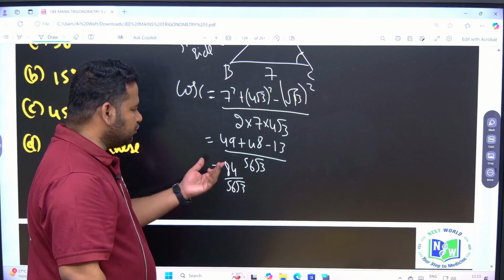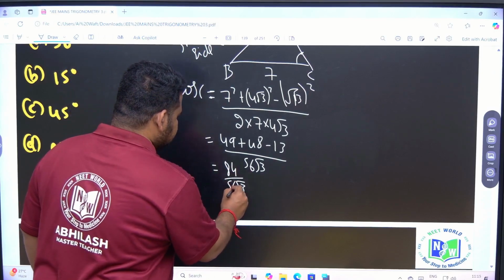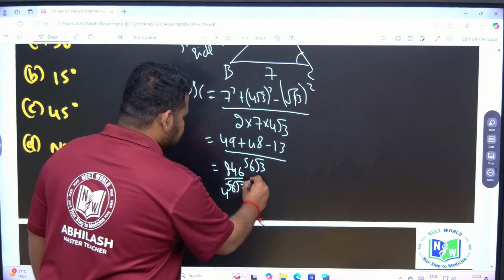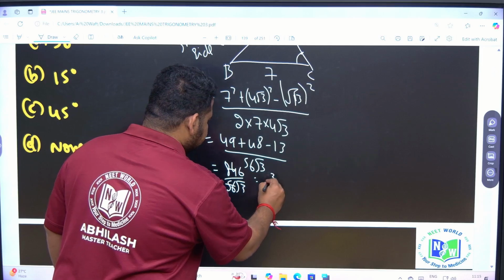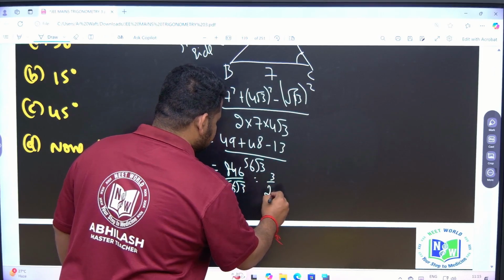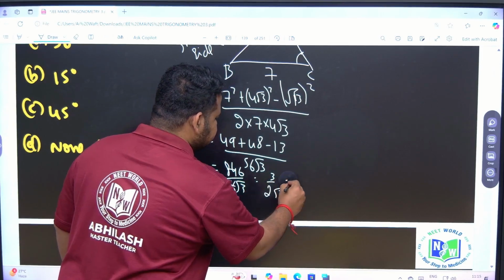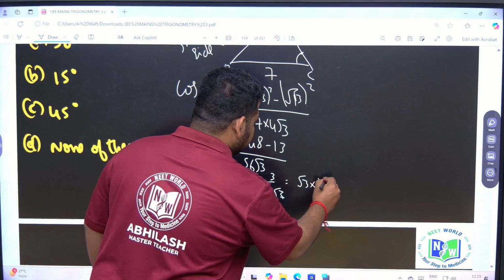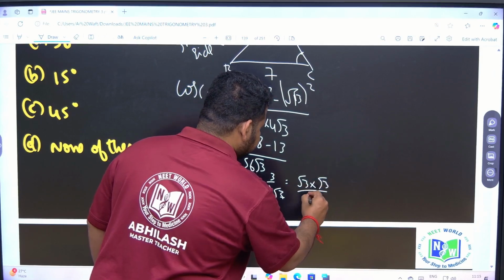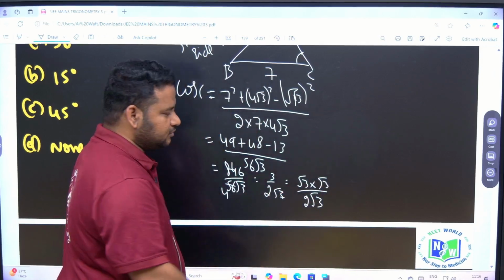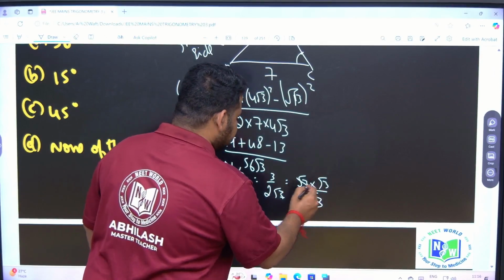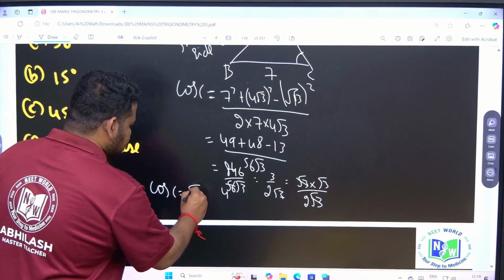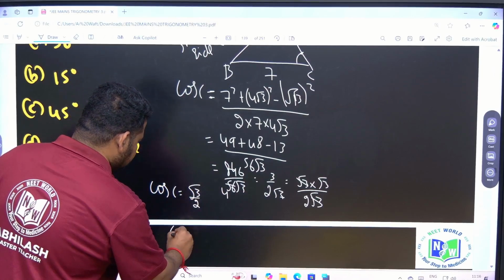So how to simplify this? 14 4s are 56, 14 6s are 84. So next I will have 3 by 2 root 3. 3 can be written as root 3 into root 3, so this will be divided by 2 root 3, correct na? Root 3 cancels. What am I left with? So cos C will have the value root 3 by 2.